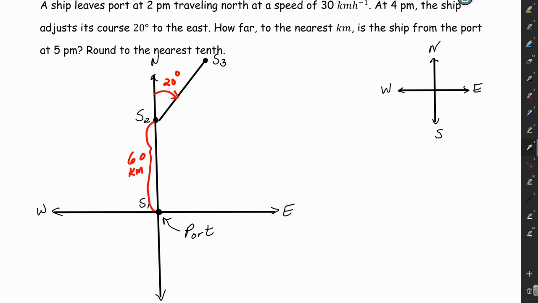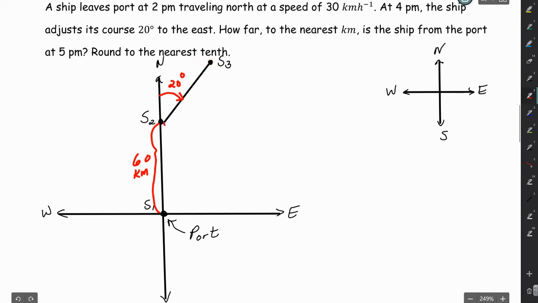Okay. So from 4 o'clock to 5 o'clock, I traveled from position here to here. So I traveled 1 hour. I know that this distance here is going to be 30 kilometers. And I want to know how far is the ship from port at this point. So I want to know from the final position to the port. I want to know that value there. Okay, so I'll call that value letter A.